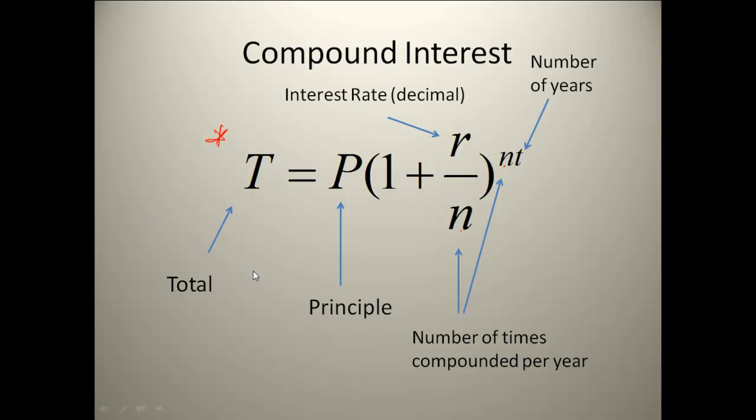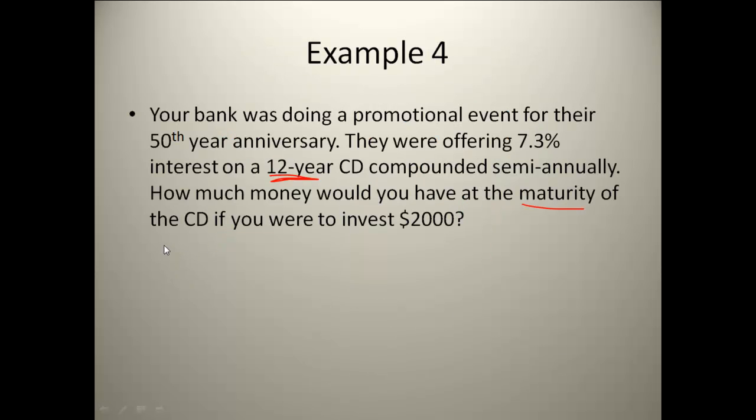So the first thing we need to do is take our formula here and apply it to this problem. So I'm just going to go ahead and rewrite the formula here. And then we're going to go ahead and fill in our information. The question says, how much money would you have? So we are looking for t. And our p is our principal. That's the initial amount we invested. So we have $2,000.